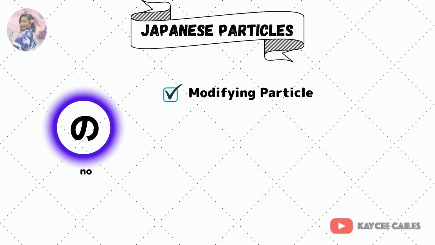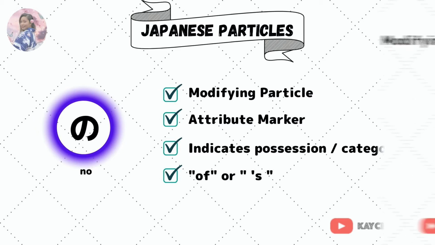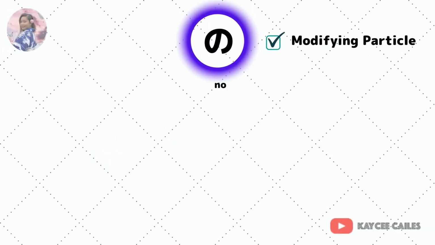Next particle is no. No is a modifying particle which is used between two nouns. Particle no is also an attribute marker because it marks a category of a noun. It indicates possession and can be compared to "of" and apostrophe s in English. Let's see the following example for no as a modifying particle.